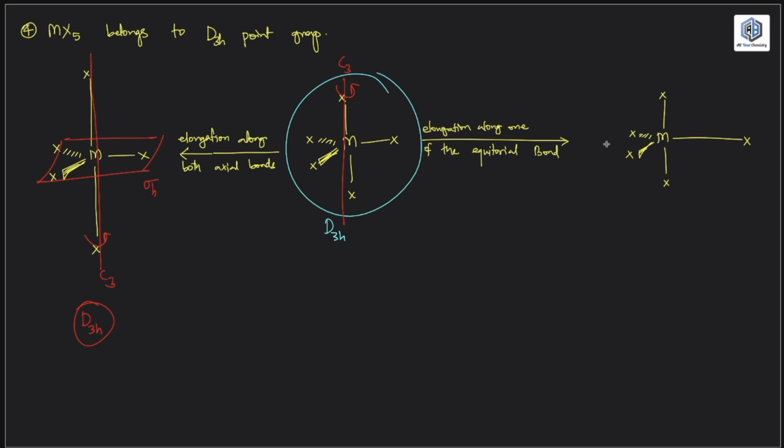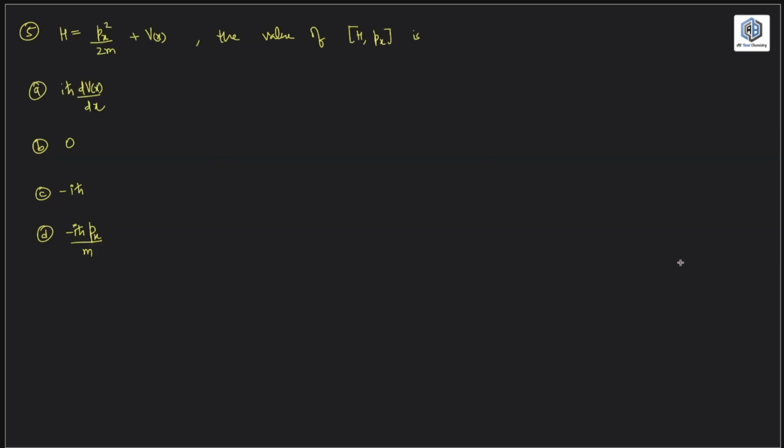But here the point group will change. Now the principal axis will be this axis, and this will be a C2 axis of symmetry. You won't have any horizontal plane now, you will have vertical planes. The point group is going to become C2v. So the point group of this side becomes D3h and this side becomes C2v. The option which has these two things is going to be the correct option. I don't remember the exact options, but this should be the answer.